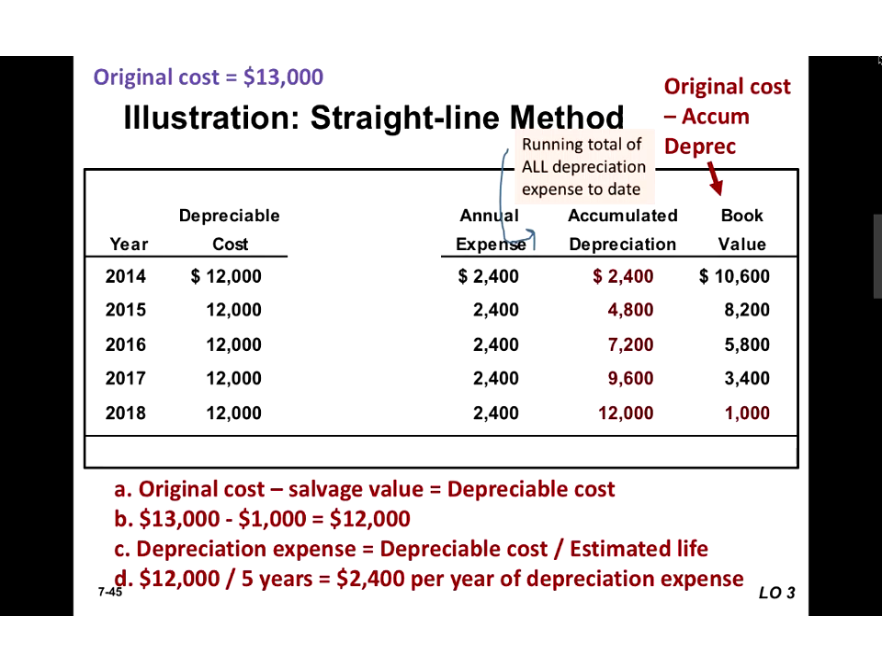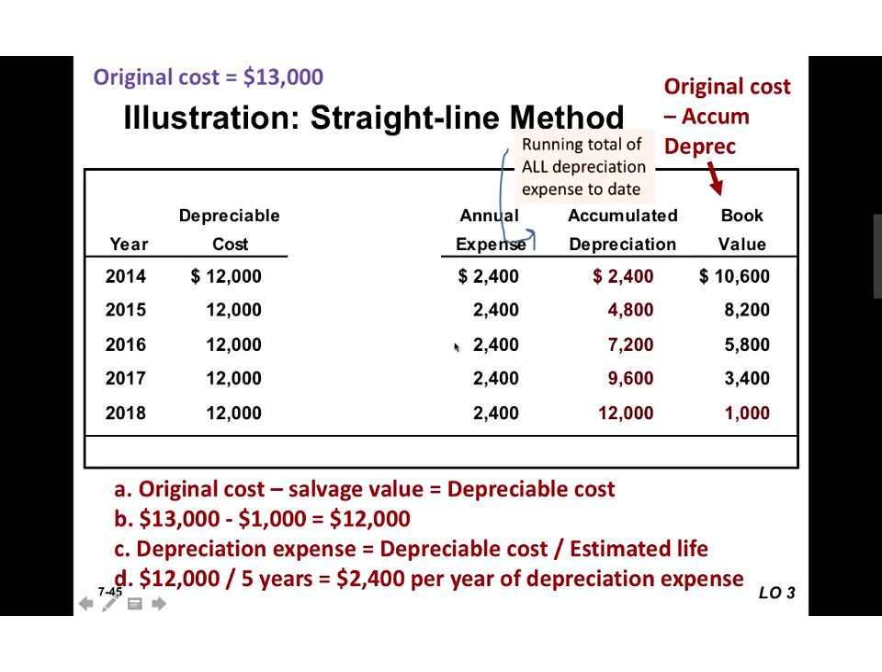Okay, so what we did in this table is the first column is the depreciable cost. So this has a 5-year life. We're going to have 5 rows. So the depreciable cost is how we calculated it below. The annual expense, straight line, means the same amount every year. So it's going to be $2,400 every year. The accumulated depreciation is the running total of all depreciation expense to date.